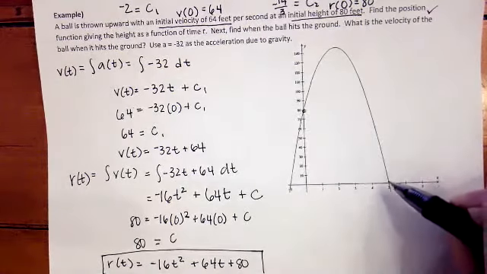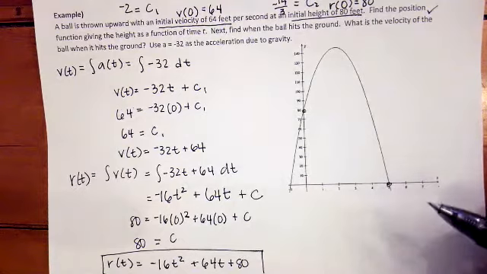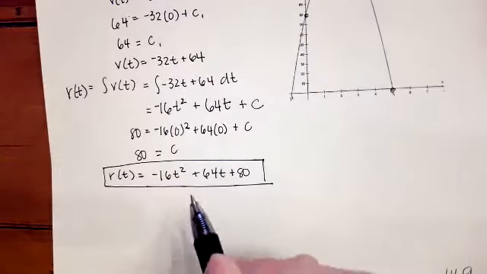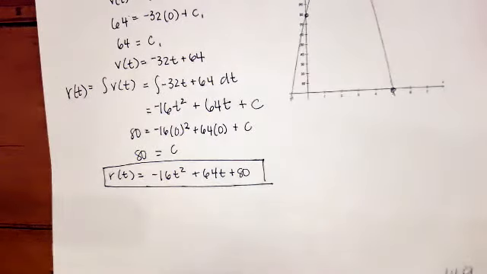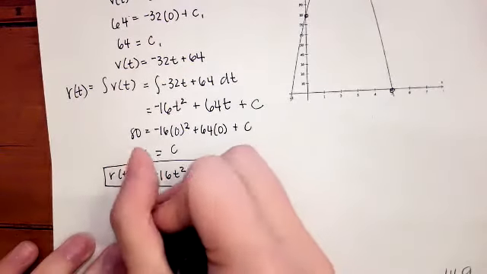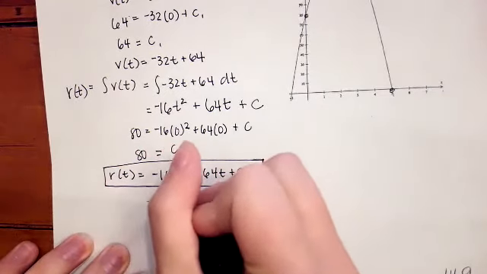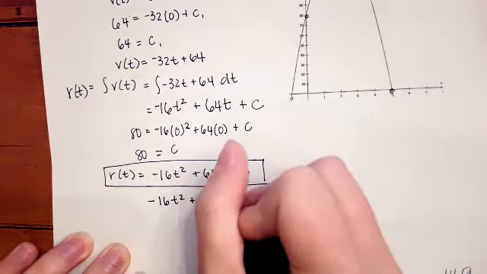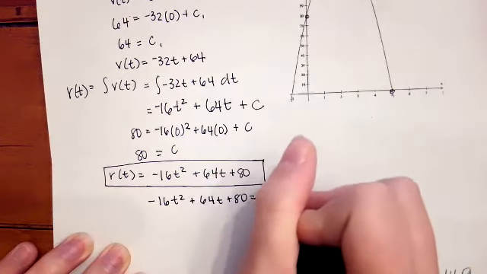And then it asks when the ball hits the ground. Well, we can easily see from our graph that is at 5. Okay, but we want to solve it with our calculus skills. So we're going to look at our position. We know that when the ball hits the ground, its position is going to be 0. So we're going to set our function equal to 0.